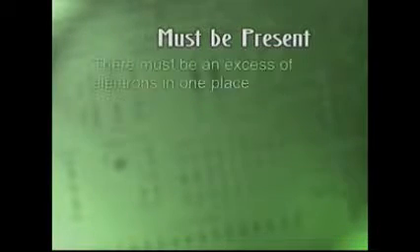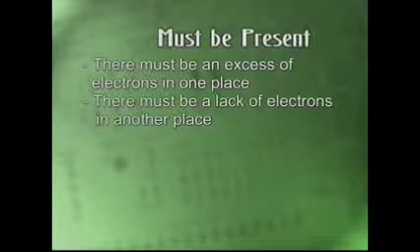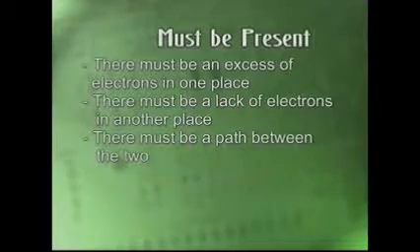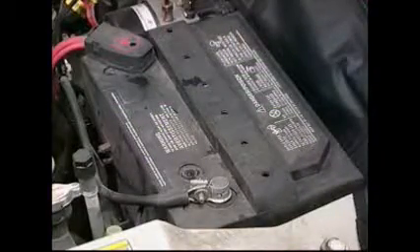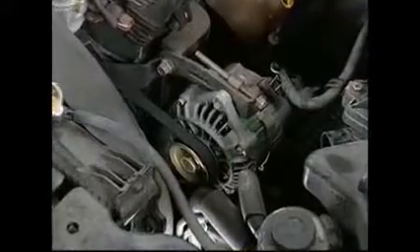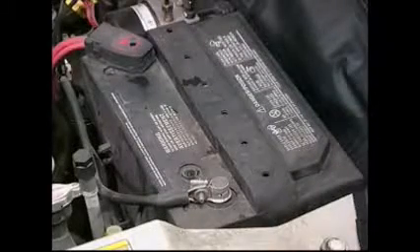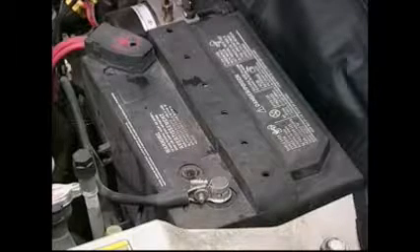In order to have a continuous flow of electricity, three things must be present. There must be an excess of electrons in one place, there must be a lack of electrons in another place, and there must be a path between the two. An electrical power source can be either chemical, as a storage battery in a car is, or magnetic, as the alternator on a vehicle is.